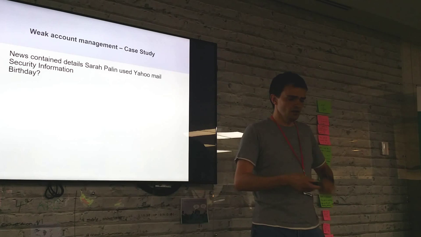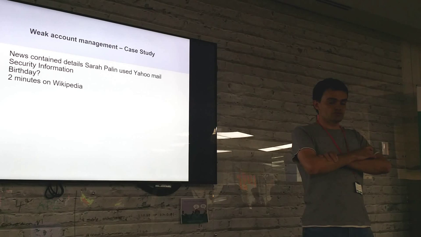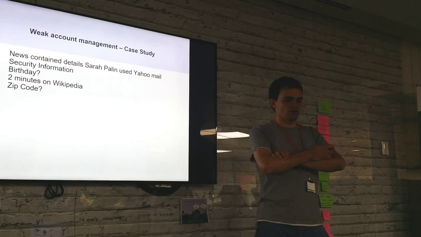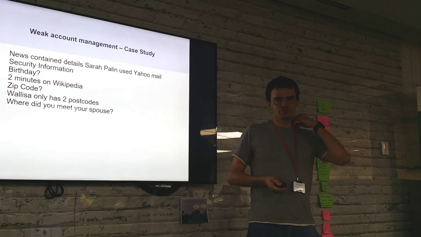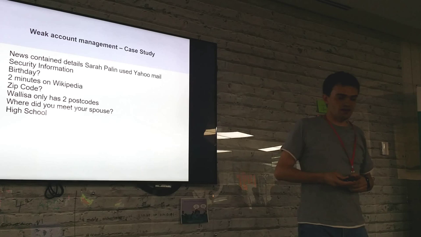And Yahoo required that one of your security information was their birthday. That was 2 minutes on Wikipedia. And another bit of security information required was their zip code. Well, she's from Wasilla, and that only has two zip codes, so not exactly a huge database of things to guess. And the third bit of security information was, where did you meet your spouse? Again, 5 minutes Googling on the internet, and there was an interview with her. She met her spouse in high school.